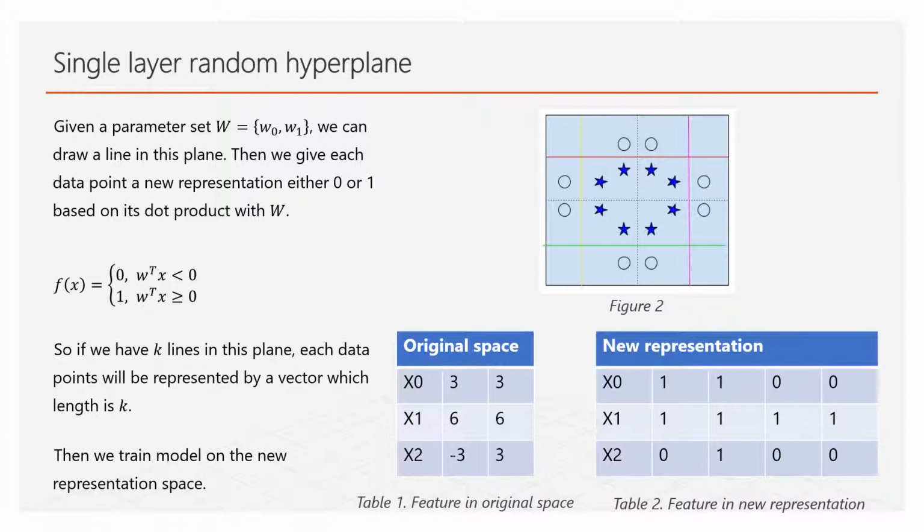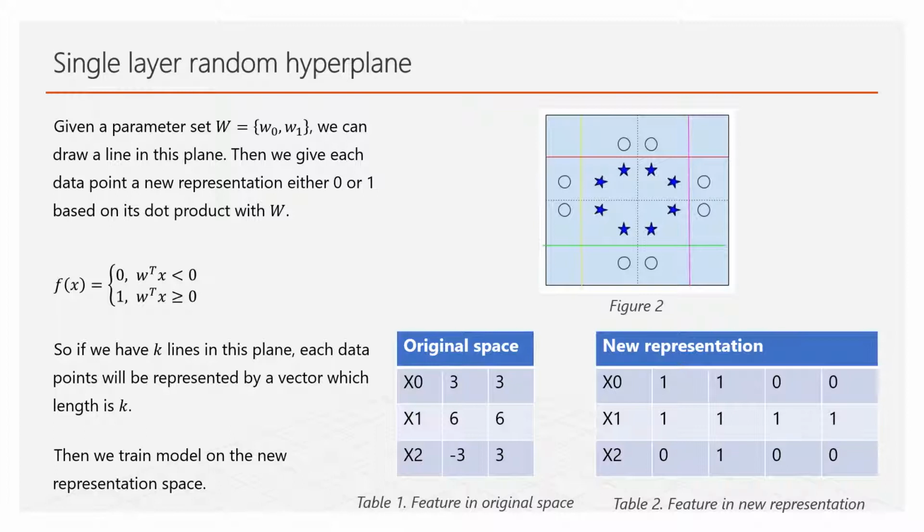So in the new representation space, each data point will be represented by a vector whose length is 4 and only contains 0 and 1. If there are k lines rather than 4 lines, the length of the vector will be k. Here, each parameter set is randomly generated. Then we can train a linear classifier like linear SVM or a single-layer neural network to do classification based on the new features.